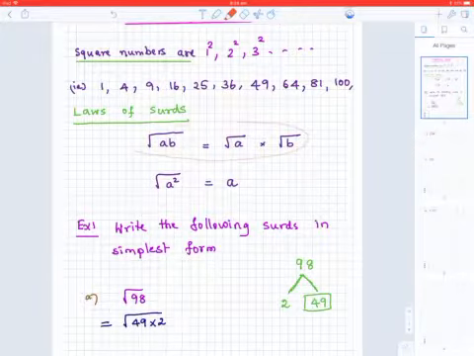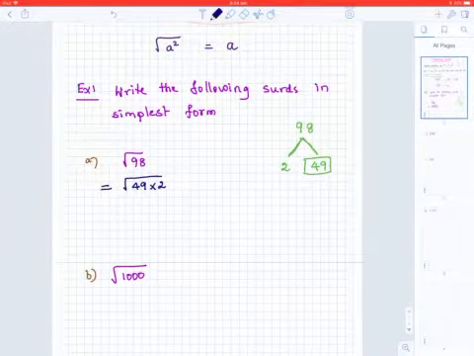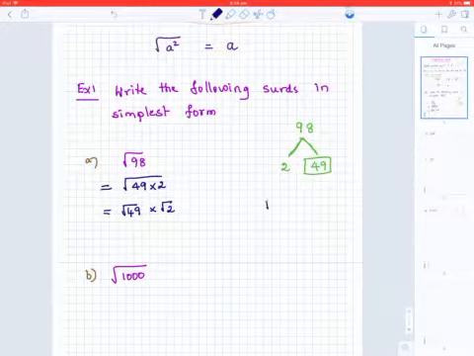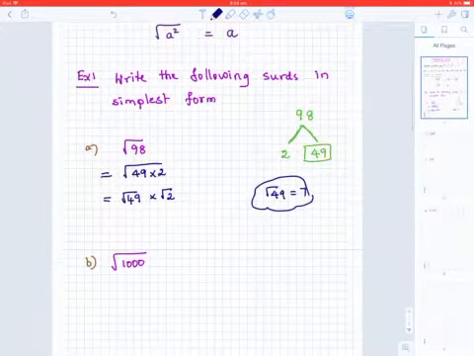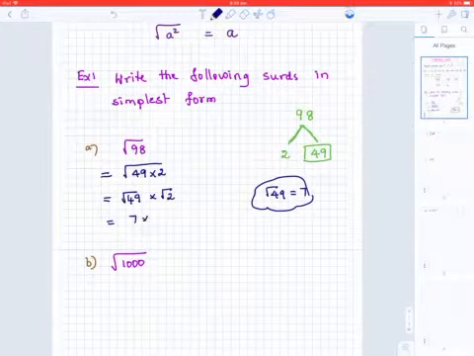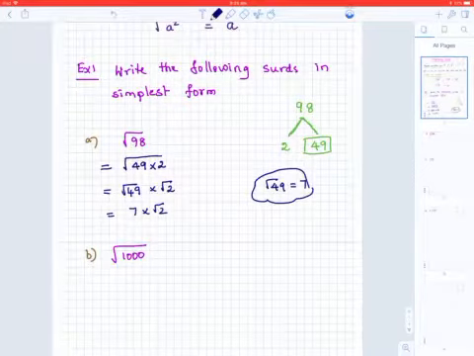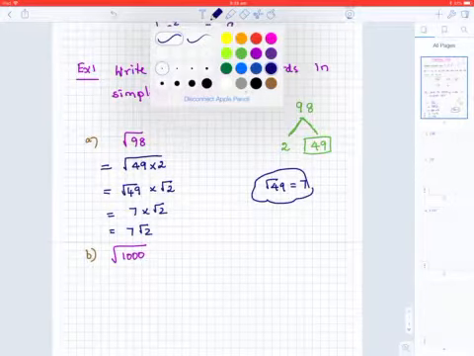We are looking at this law: square root of A times square root of B. We are using that. So that could be written as square root of 49 times square root of 2. Now we know square root of 49 is obviously 7. So we are going to use that. So we have to write 7 times root 2. Of course 7 times root 2 can be simply written as 7 root 2.